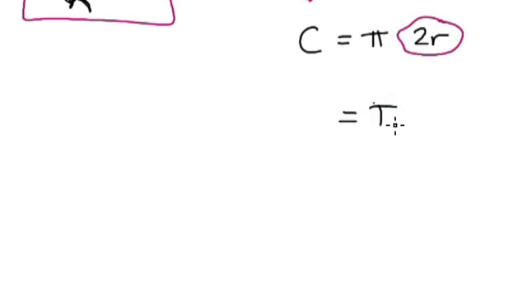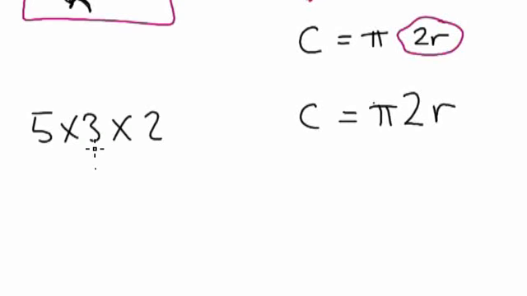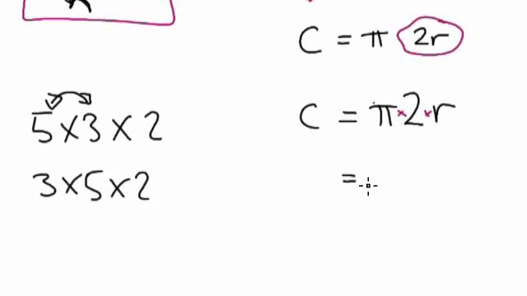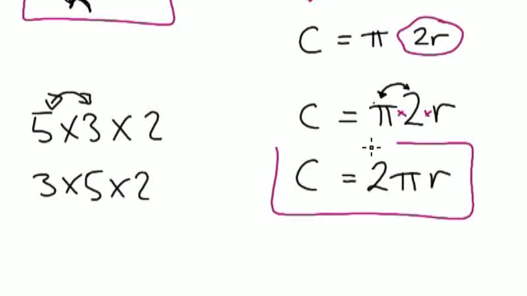Now we can remove the bubble, so it's pi times 2 times r equals c. Now 5 times 3 times 2 is the same as 3 times 5 times 2. Because they're all multiplying each other, you can switch these around. The reason I'm doing that is because we prefer the number to be in front. So it's 2 pi r, so c equals 2 pi r.